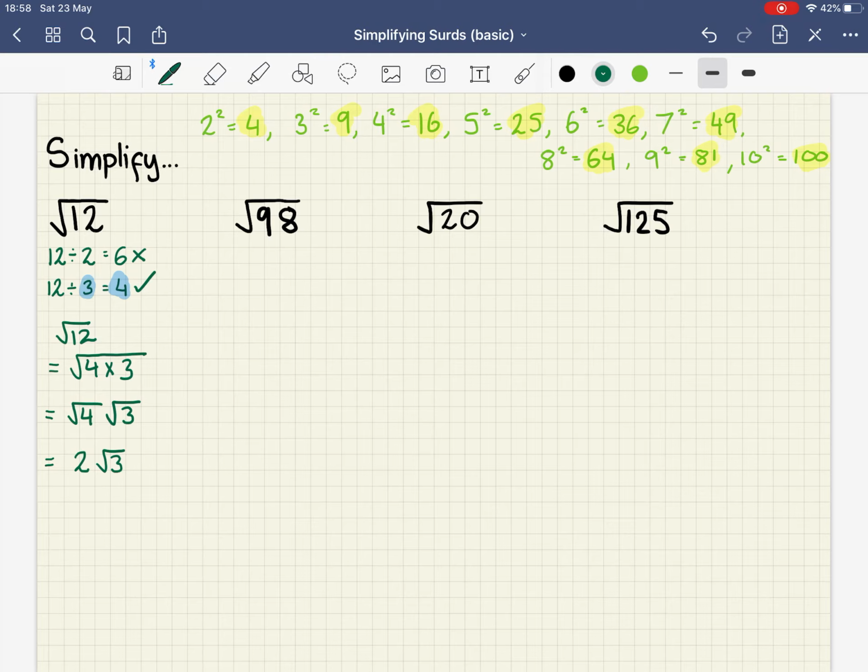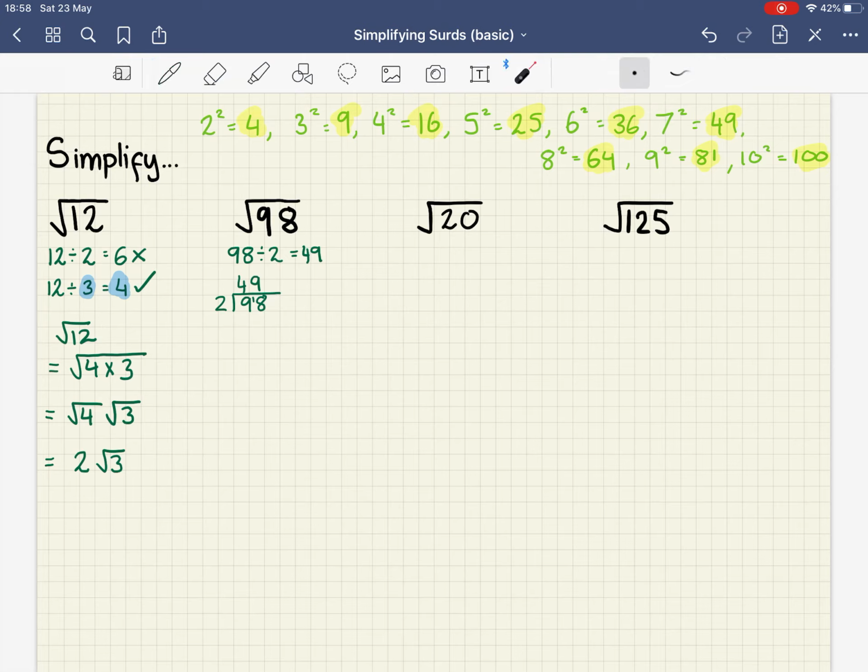So here I've got 98. So again, I'm going to start small. I'm going to think, right, what is 98 divided by 2 going to be? So I can set up a little division to help me with this. 2 goes into 9 4 times with a remainder of 1. 2 goes into 18 9 times. So 98 divided by 2 is 49.